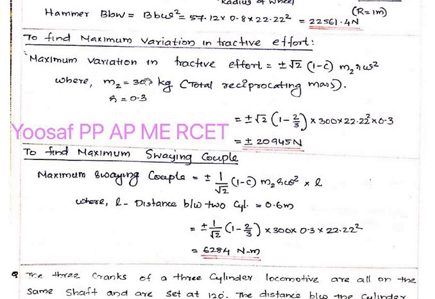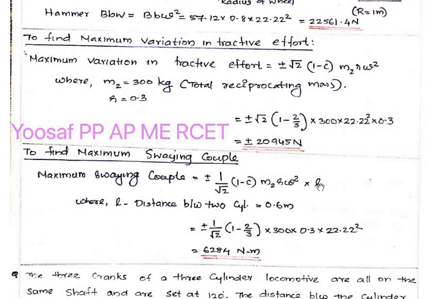Similarly, for the variation in tractive effort, you use the equation plus or minus (1 minus c) m2 r omega square. Please learn this equation by heart. And the maximum swaying couple is plus or minus 1 by root 2 (1 minus c) m2 r omega square into L. This is a repeated university question. So the maximum variation in tractive effort we can find as plus or minus root 2 (1 minus c) m2 r omega square, where m2 is 300 kilogram, the total reciprocating mass, and the radius is 0.8. You will get plus or minus 20,945 Newton, and then the maximum swaying couple.